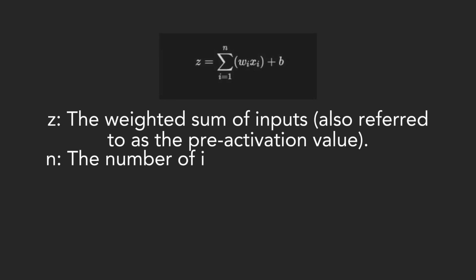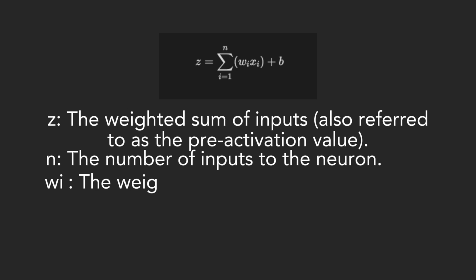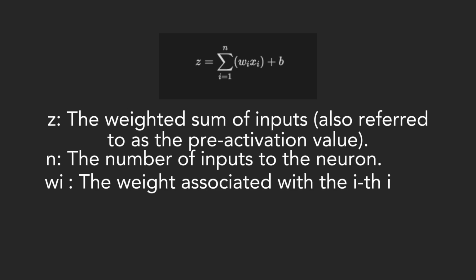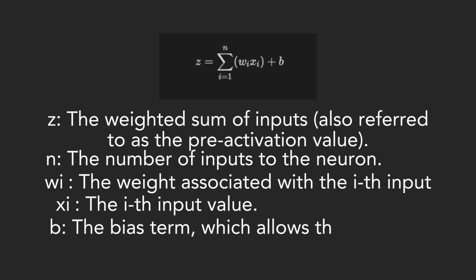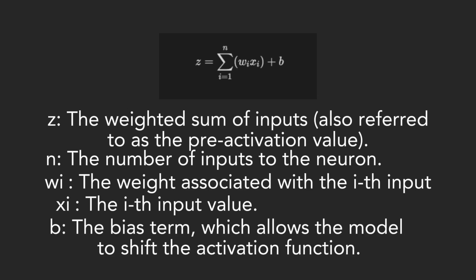n is the number of inputs to the neuron. w_i is the weight associated with the ith input. x_i is the ith input value. b is the bias term, which allows the model to shift the activation function.